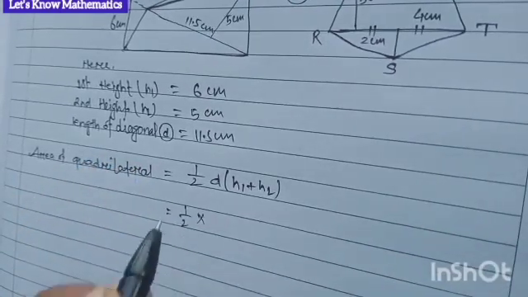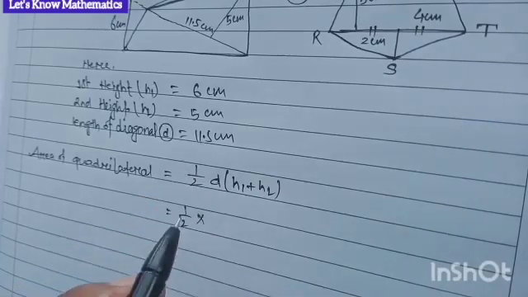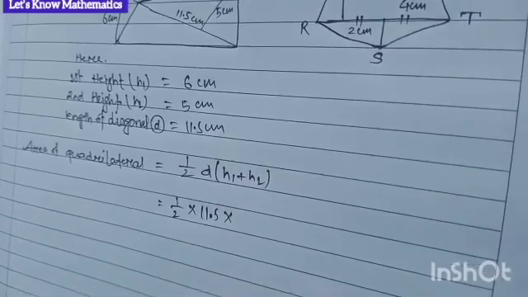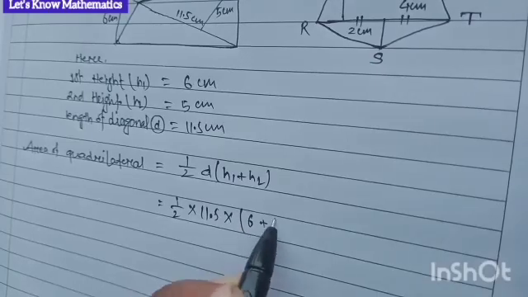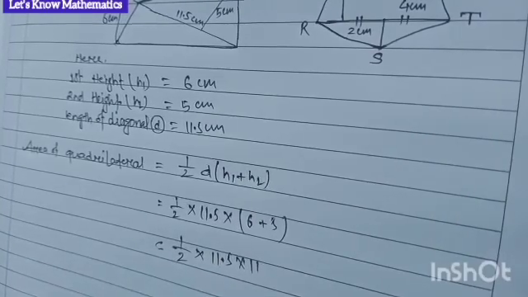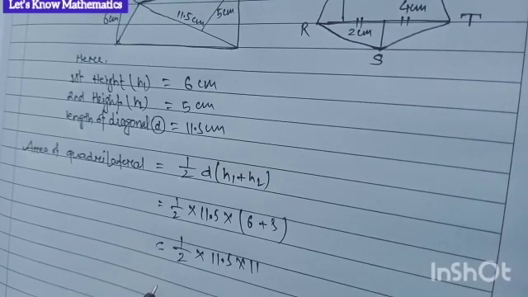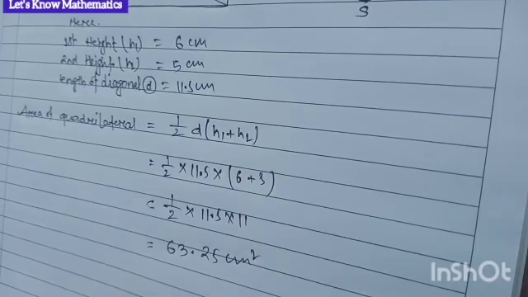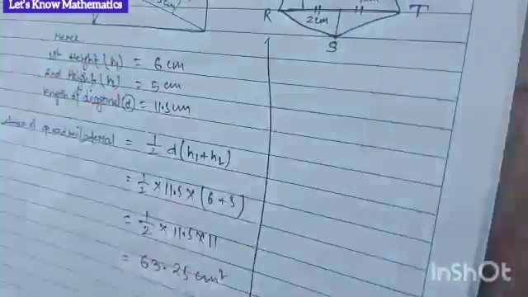So 1 by 2 into d means 11.5, into h1 plus h2 means 6 plus 5. That means 1 by 2 into 11.5 into 11. If you divide and multiply, you will get 63.25 centimeter. Since we are finding the area, we give the square unit. Understood?